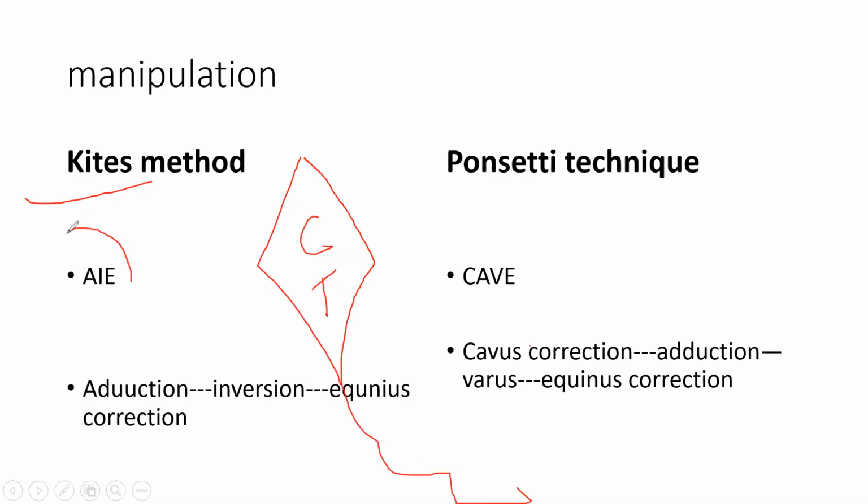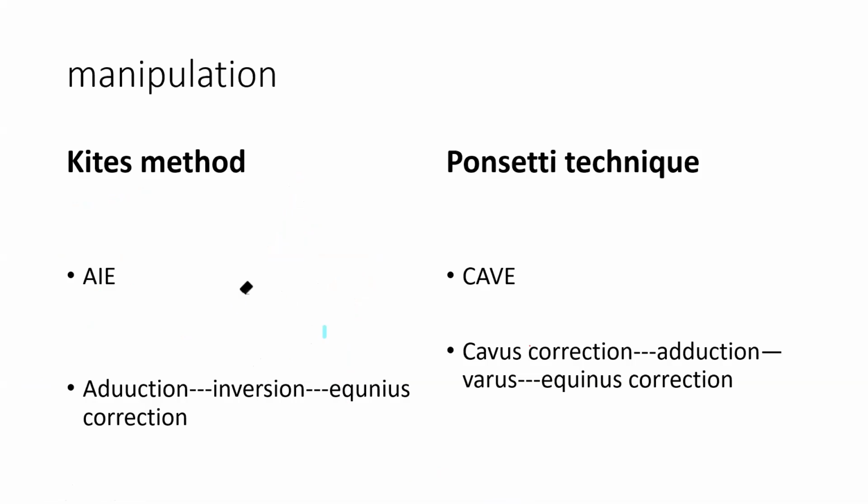You can remember the Kite method as "all India examination". In our times, it was like an all India examination, where this is the sequence of correction: first adduction is corrected, then inversion, and then equinus. So this is the sequence of correction. Now these are obsolete. Nobody uses the Kite method now. Everyone uses the Ponseti method, where the way of correction is CAVE. The CAVE technique is the way of correction, where cavus is corrected, then adduction, then varus and equinus. While you are manipulating the talocalcaneal angle, all correction is taking place.